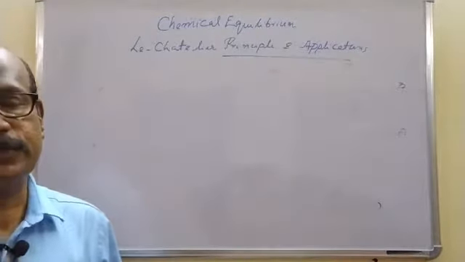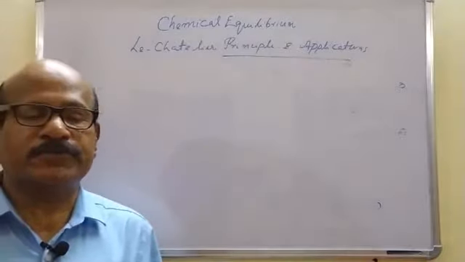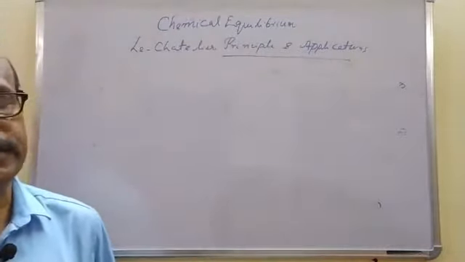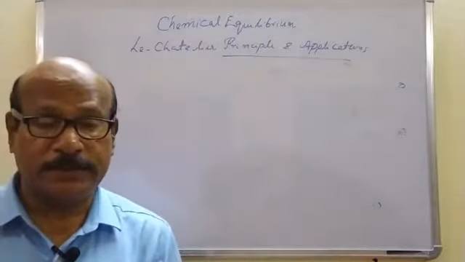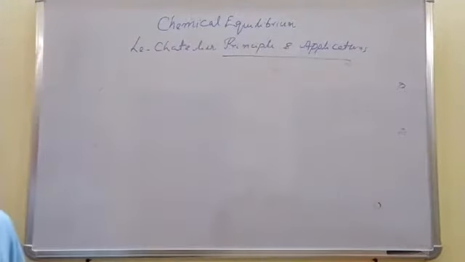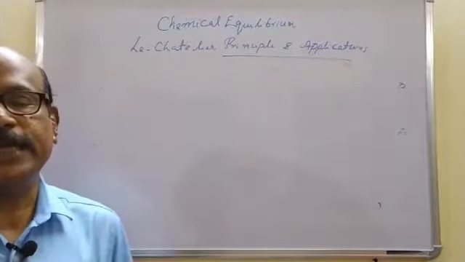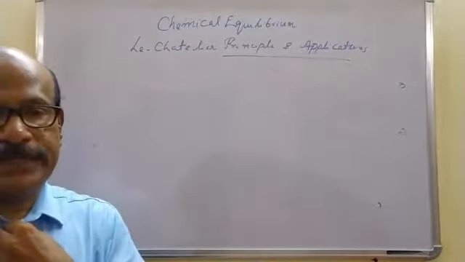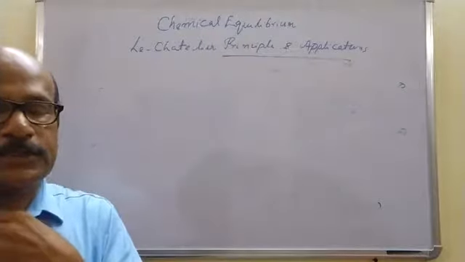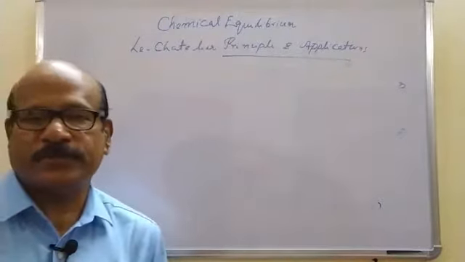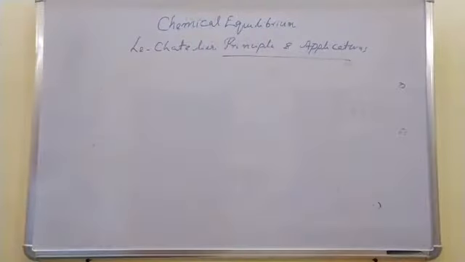A catalyst does not change the position of the equilibrium of a reversible reaction. And also it does not change the value of the equilibrium constant of a reversible reaction. The only thing it does is to reduce the time to attain the equilibrium. Okay. Therefore, a catalyst has no effect on the equilibrium and the position of the equilibrium of a reversible reaction.